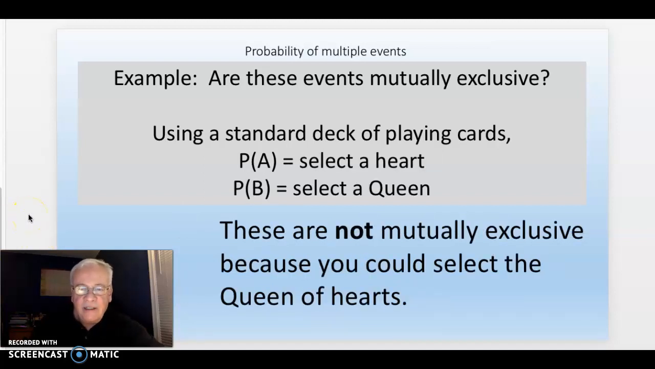Or think of the same deck of cards. Can I select a heart and a queen at the same time? Yes. I could select the Queen of Hearts. So these two events are not mutually exclusive. Okay, learn to recognize that. Just ask yourself, can they happen at the same time?